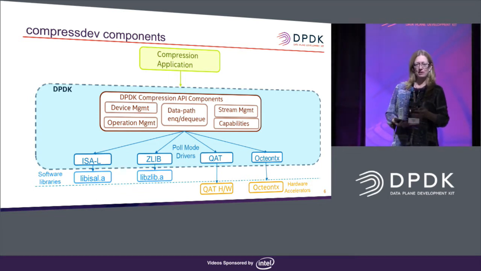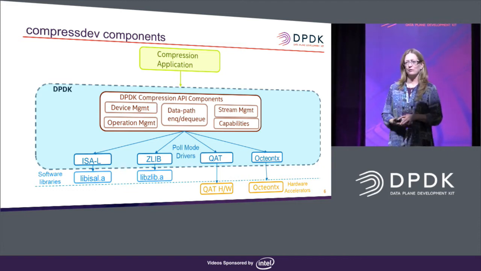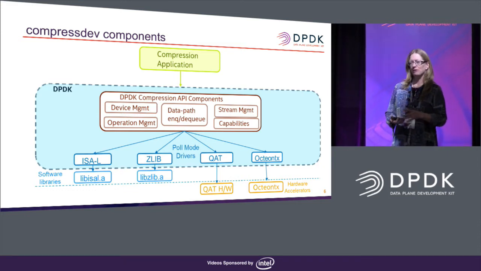Then the data path, enqueue and dequeue, is also your standard burst enqueue, burst dequeue. And operation management: you typically build an operation, build multiple operations, and send them all in a burst onto the device. The things that are a little bit different are the stream management.